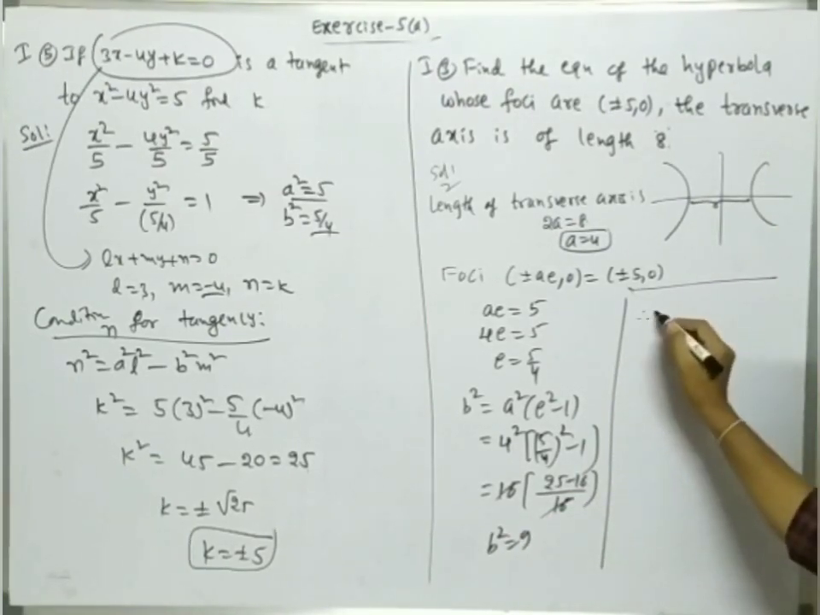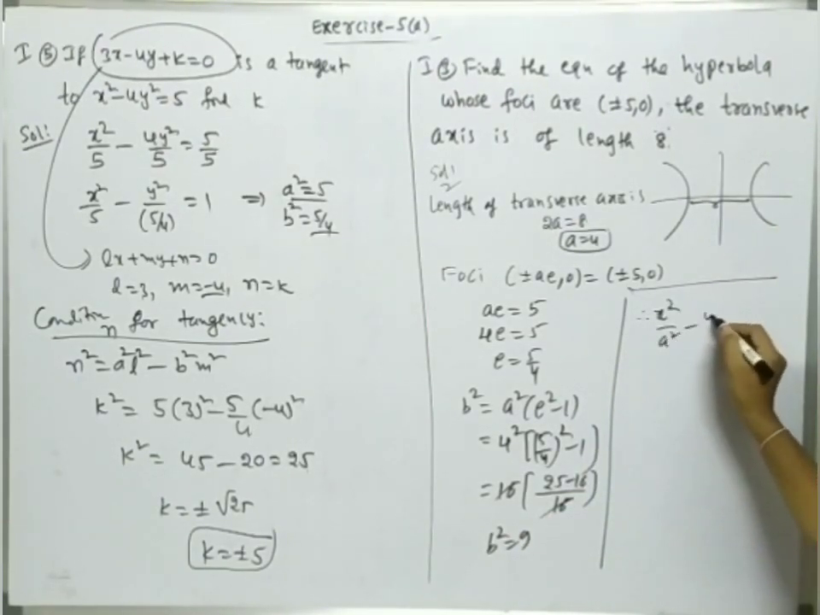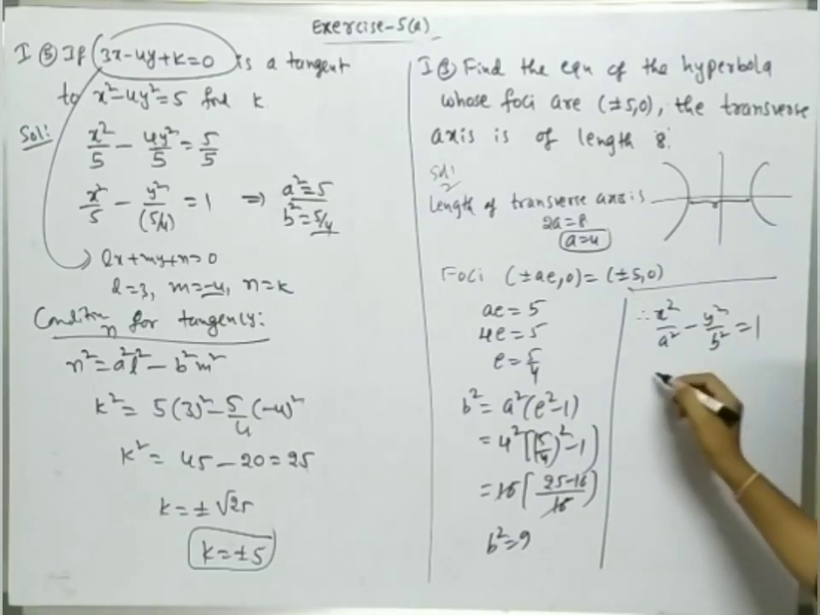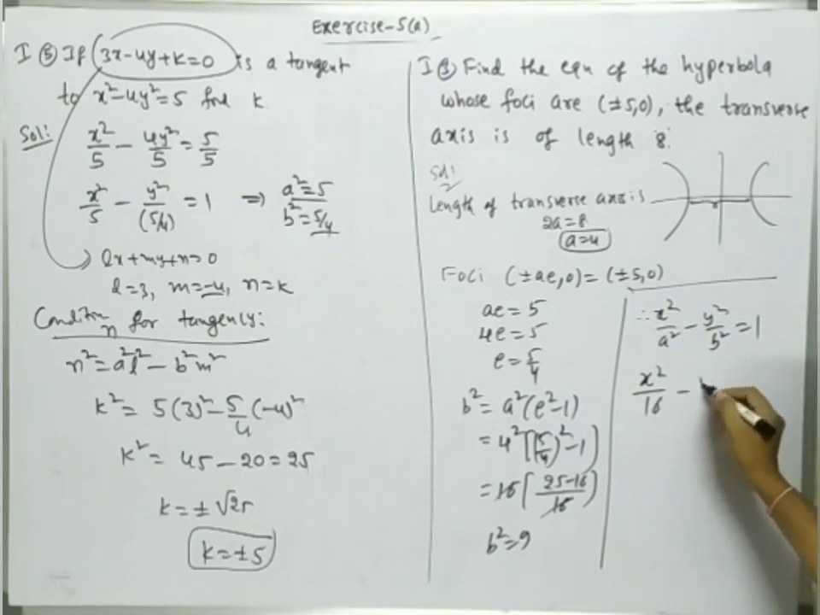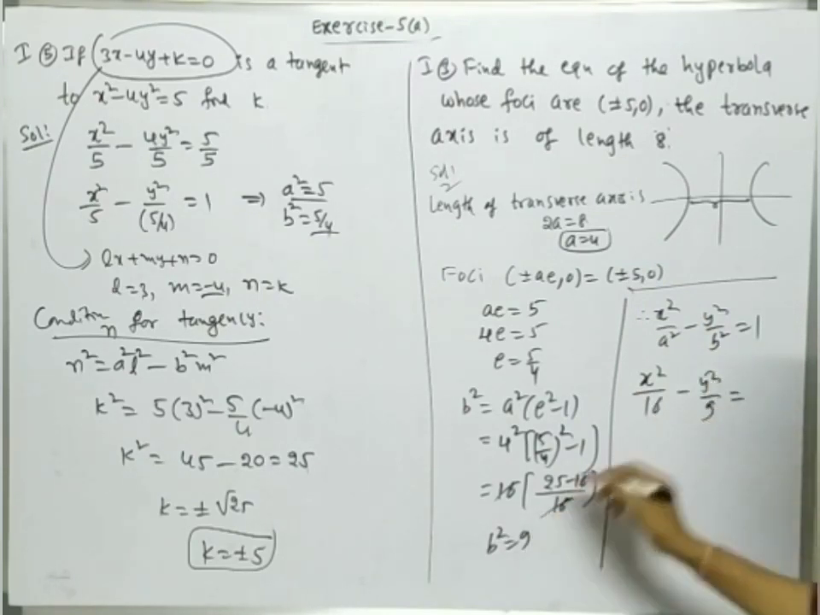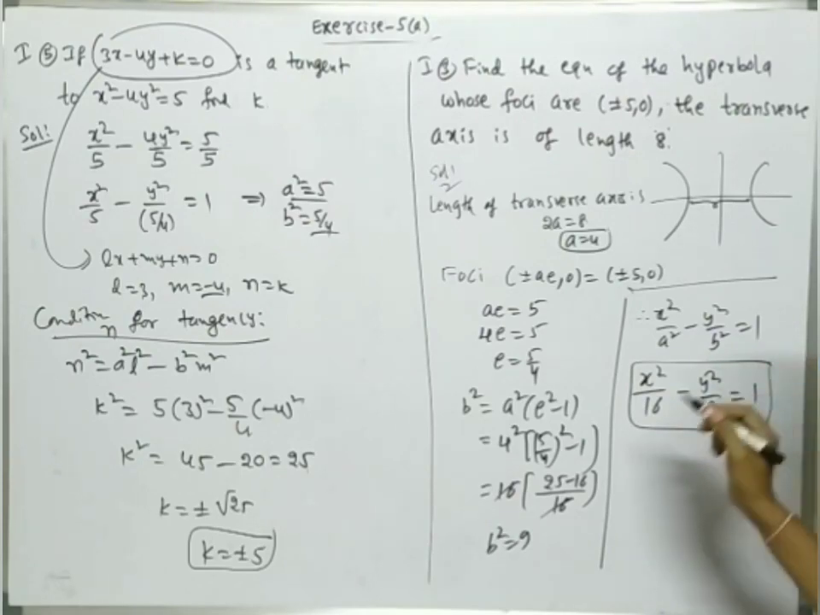So finally, what is the equation? x square by a square minus y square by b square is equal to 1 is the equation of the hyperbola. A square means 16, b square 9, is equal to 1. This is the required equation.